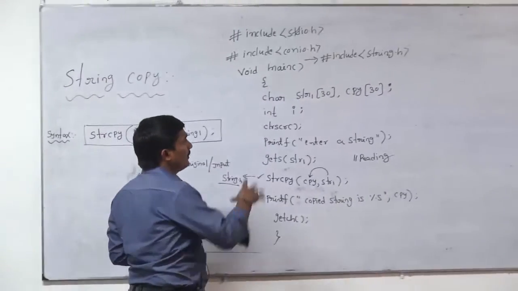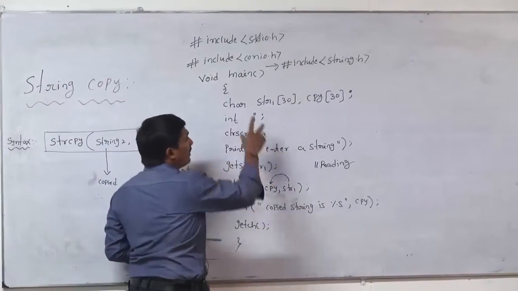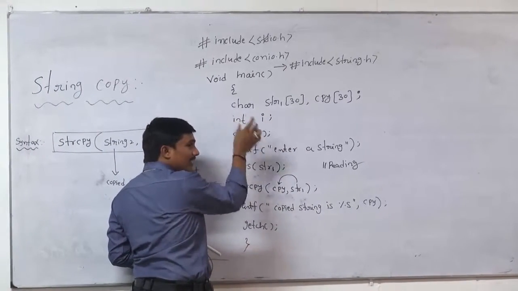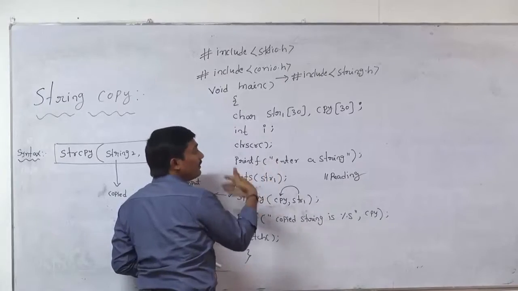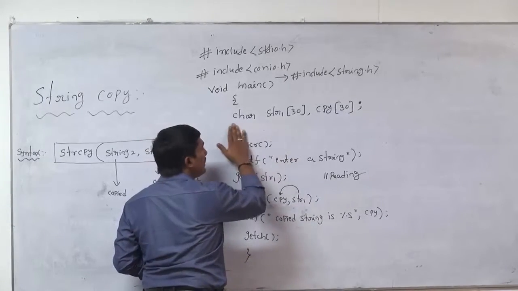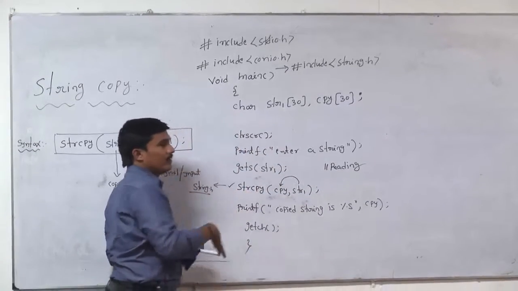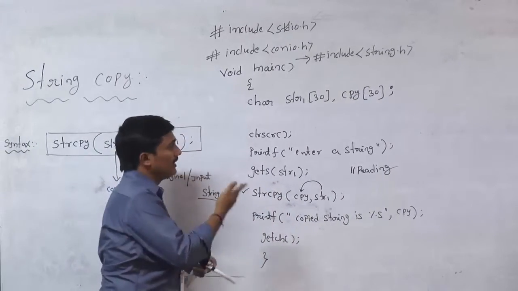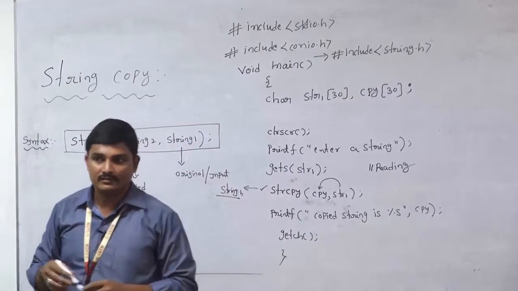One more thing, within this declaration part, this integer is required or not required? This integer is required in case of without using a predefined function. Now it is not required. Directly we can do. So everything is inbuilt in strcpy. No need to declare it externally.